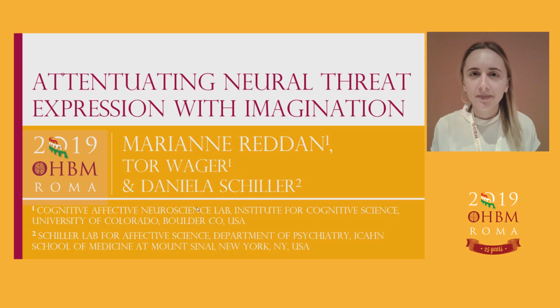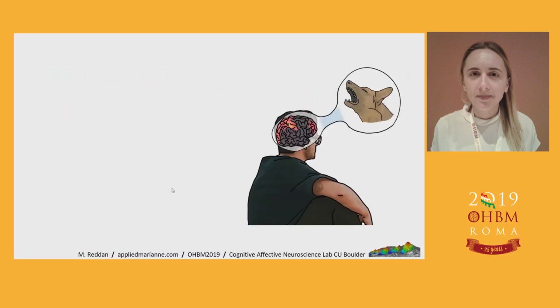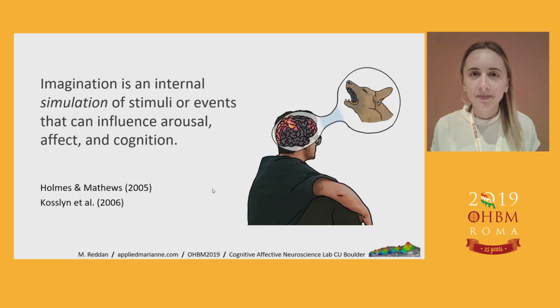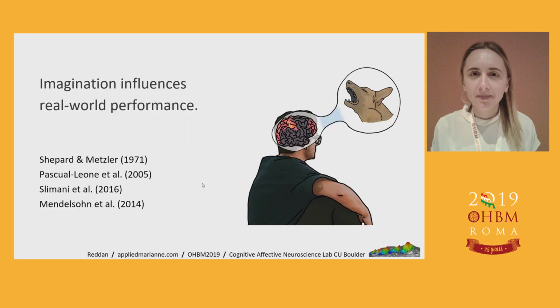Okay. So I'm going to begin my talk discussing how we define imagination in this study. Imagination is an internal simulation of stimuli or events that can influence arousal, affect, and cognition. And we know that imagination has real-world effects on behavior, dating back to the studies by Shepard and Metzler on mental rotation in the 70s.